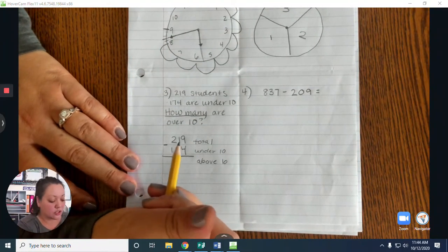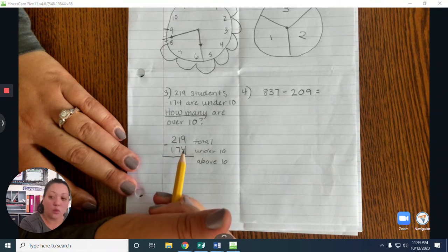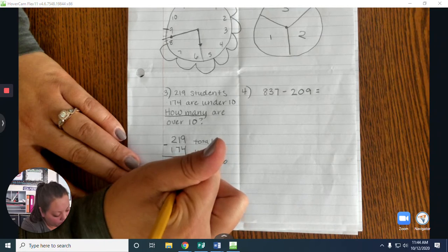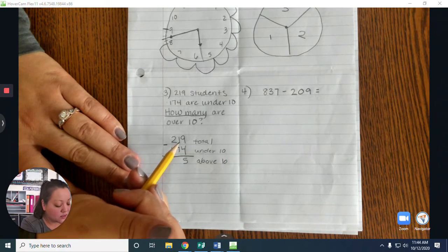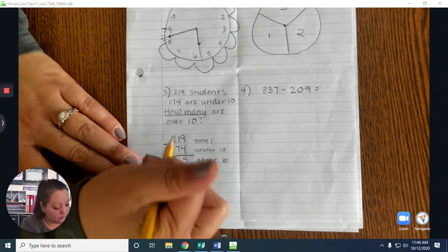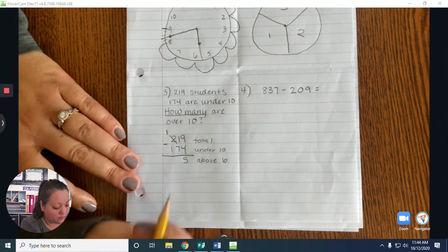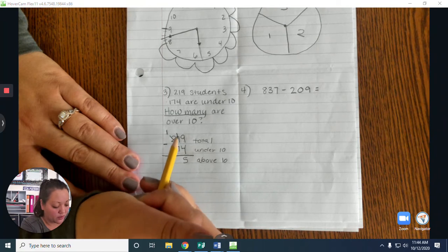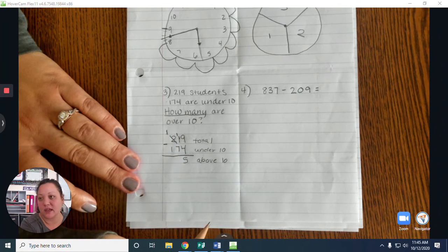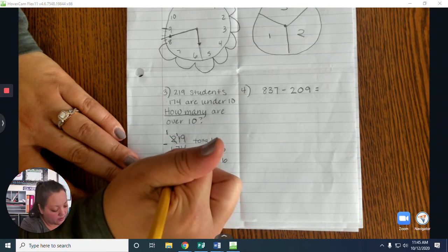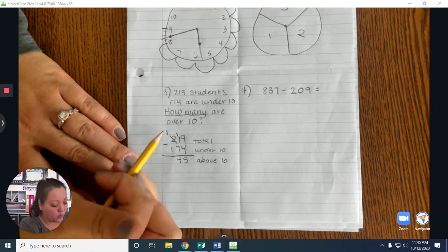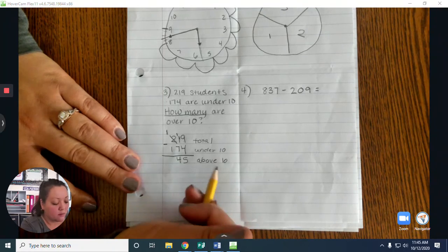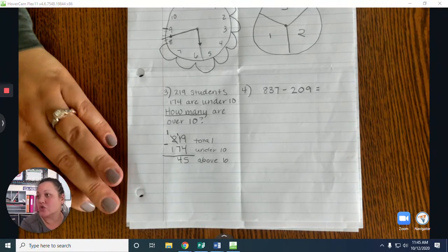So 219 minus 174. I'm going to start with the ones column. 9 minus 4 is 5. But can I subtract 7 away from 1? I can't. So I have to borrow over here. That leaves, I've left a 1, but I've put a 1 over here. So now this has 11 minus 7. So that is 4, and 1 minus 1 is 0. So there are 45 that are above 10 years old.